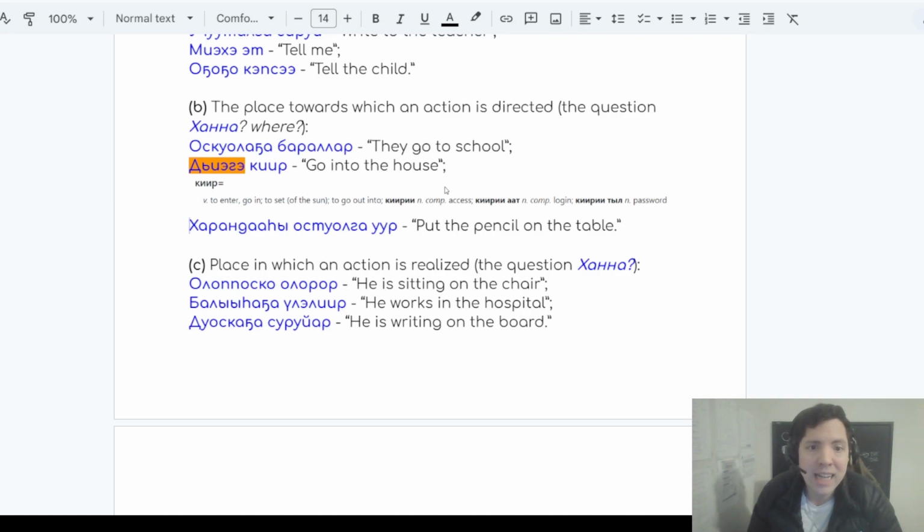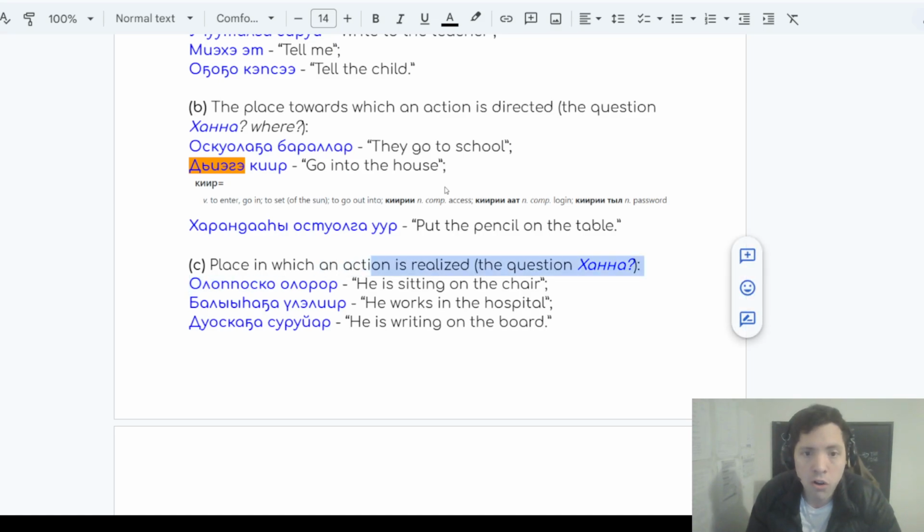Okay. Haradache, astuolka, ur. Put the pencil on the table. That's a very useful verb, or put, place. All right. The third option of the dative case, it could also refer to a place in which an action is realized, which would be more like on or at, or in some cases in. The question answers the question hanna, where.